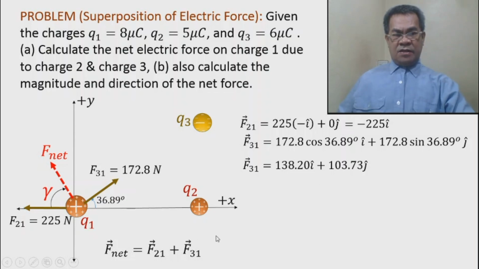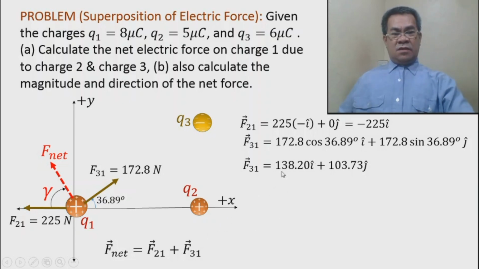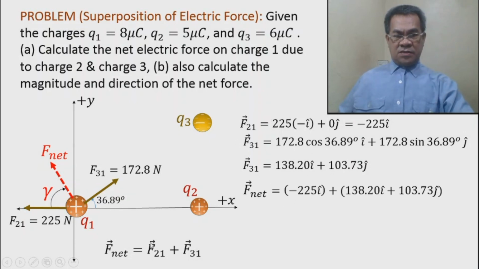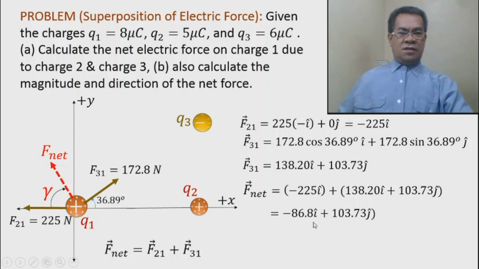Okay, so we are now on the way to calculate the vector sum using the vectors in terms of unit vectors. So substitute this equation. So we have this F1 and this is F31. Now we can remove the grouping symbol, then we can combine like terms. So we can combine the 225 and 138.20 I hat. So we come up with negative 86.8 I hat plus 103.73 J hat. By the way, the unit should be Newton.